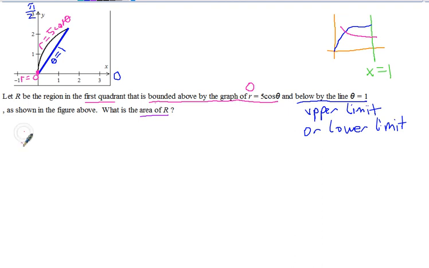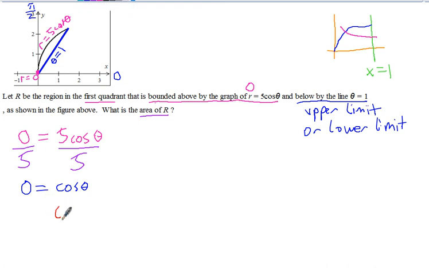So if we set 0 equal to 5 cosine theta, divide by 5. 0 divided by 5 is 0, so 0 equals cosine theta. So we're looking for where cosine equals 0 again. And the first place that's true is that theta equals pi over 2.